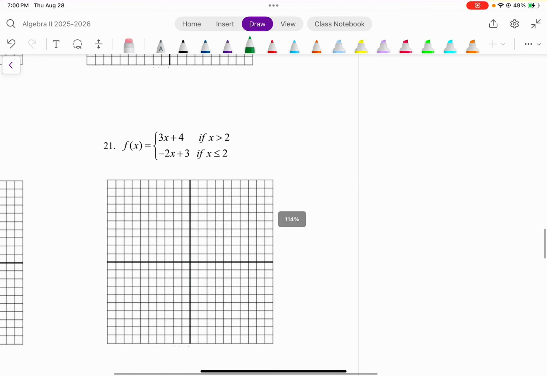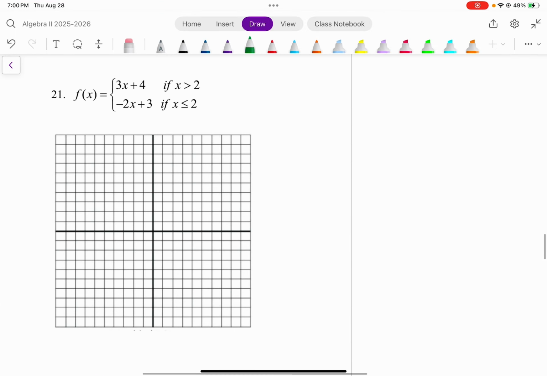Now, looking at number 21, we have f of x equals 3x plus 4 for x is greater than 2. Looking at that, that means we are going to be starting at 2 for this equation and going to the right because x is greater than 2. Then on our second equation on the bottom, x is less than or equal to 2. That means, again, we're going to start at 2 and go to the left where the values are less than.